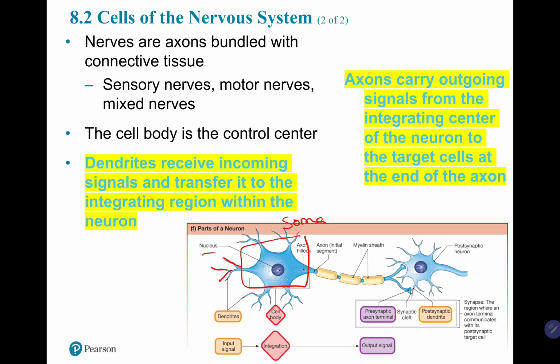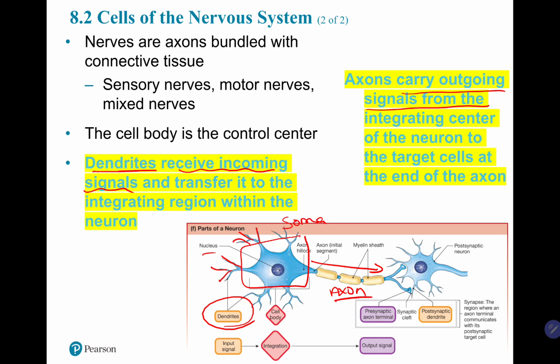Off of that cell body, you're going to have these extensions right here. These are the dendrites, right? These dendrites will receive incoming signals. They receive incoming information, okay? When we want to transport information or carry that outgoing signal, we use an axon, right? These axons carry outgoing signals from this integrating center, which is the body, to the target cell through this axon. Dendrites receive information, axons carry outgoing information.